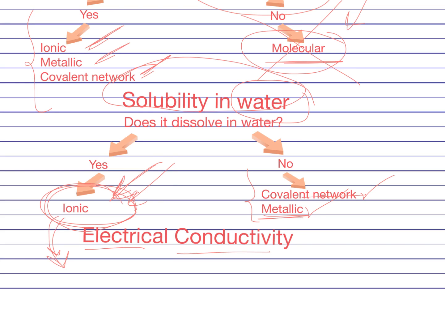It's amorphous or crystalline. It's crystalline because I see crystals. It's crystalline because it's not melting at room temperature. Now, does this crystalline solid have a high melting point? If the answer is yes, you have three possibilities. If the answer is no, then you know that you have a molecular one.